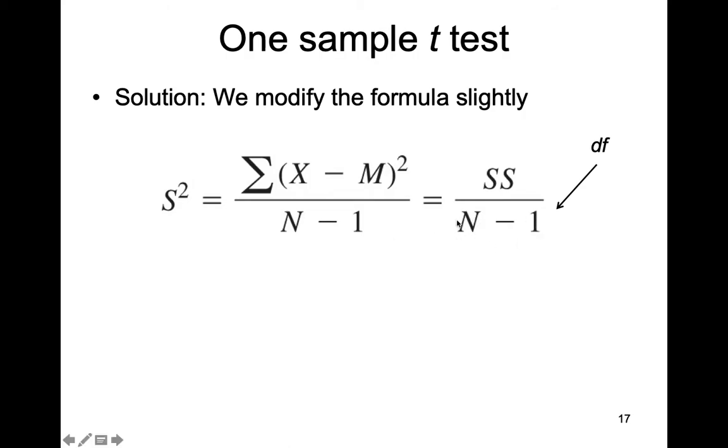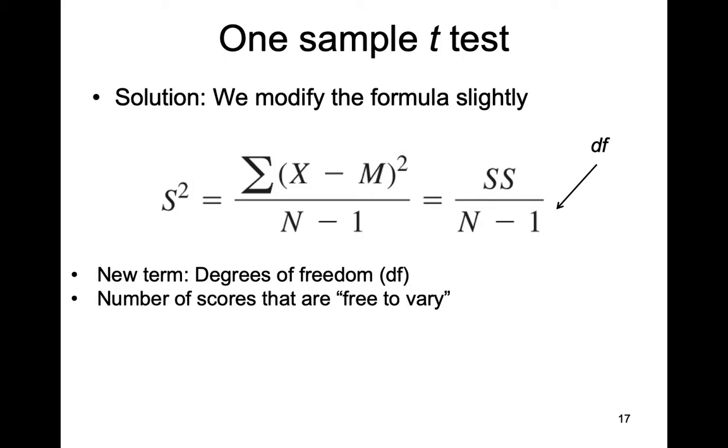There's a name for this n minus 1 quantity, which is called degrees of freedom. Degrees of freedom is a term and a concept that will appear for the next several lectures, so it's important to get comfortable with what it is. But in most cases, degrees of freedom is simply calculated as n minus 1, or the number of observations minus 1.